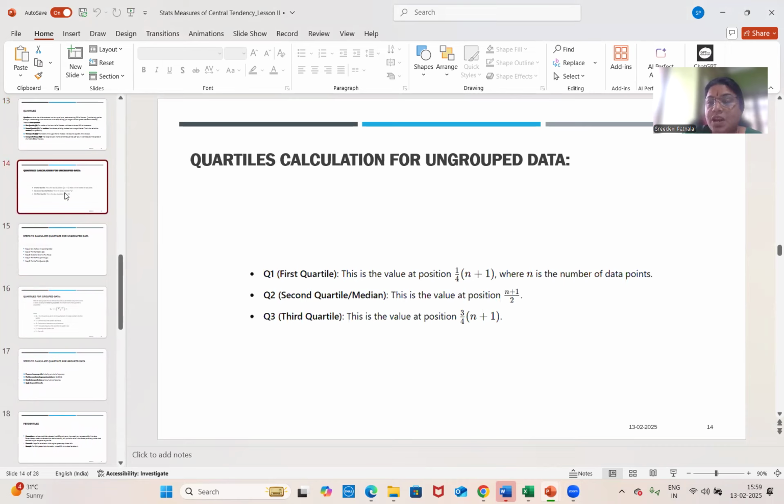These are the formulas displayed on the screen: k into (n plus 1) by 2, or k into (n plus 1) by 4, or just directly taking the four quarters. Generally, we don't do the fourth quarter; we identify just Q1, Q2, Q3, which are the 25th value, 50th value, and 75th value of the quartiles. We do it to see which quarter a range falls in.